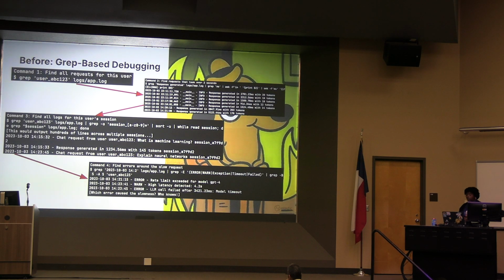Next, you can find all the logs for this specific user's session. And again, it just gets longer and longer. You can grep for that ID. You can then parse the timestamps manually, and you can find errors around the slow request. This is not great. But there's a transformation that can be made with modern observability tools.